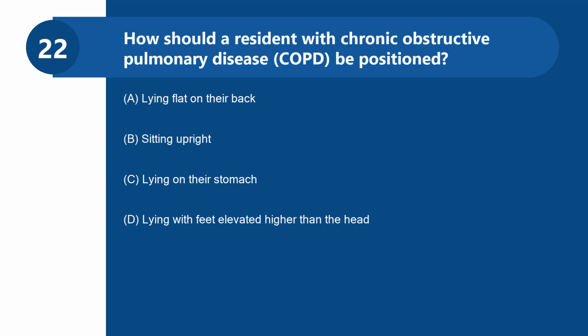Question 22. How should a resident with chronic obstructive pulmonary disease (COPD) be positioned? Option A, lying flat on their back. Option B, sitting upright. Option C, lying on their stomach. Option D, lying with feet elevated higher than the head. The correct answer is option B, sitting upright.